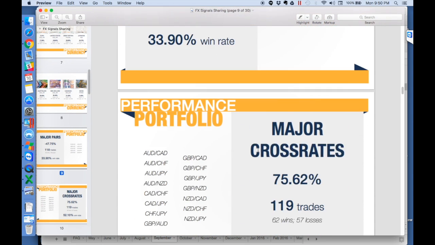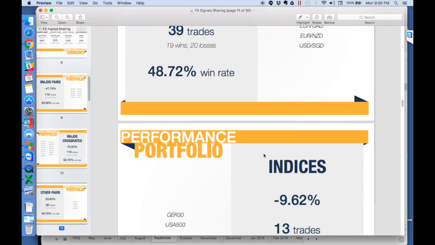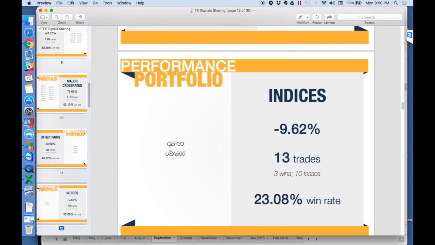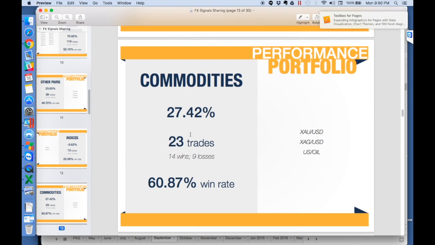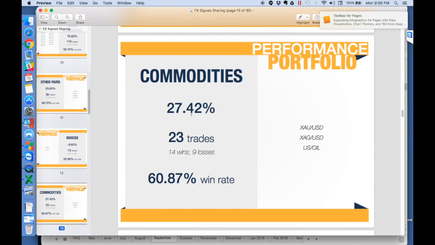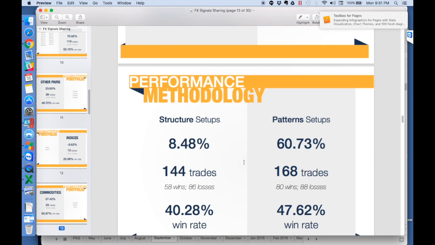Of course, we also look at indices. These are the two indices we trade, and if you look at it, it's -9. So you straight away know that our strategy doesn't perform in indices. Maybe you want to just take them away. And if you look at commodities, it's giving you about 27%. So maybe our strategies work very well in commodities as well.